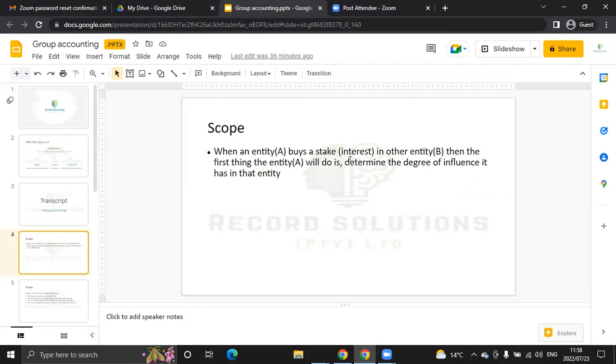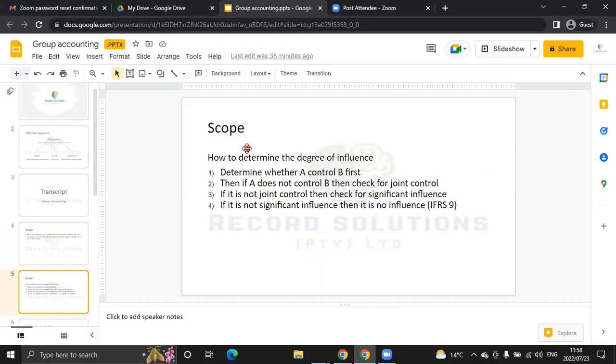So when an entity buys a share in a company, the first thing that entity will do is determine the degree of influence it has in that entity. And this is very important. This part of degree of influence is very important. So the first thing is the entity will determine the degree of influence, right? What does this mean? And how do they determine this degree of influence? Let's continue.